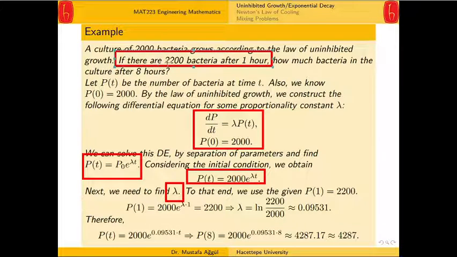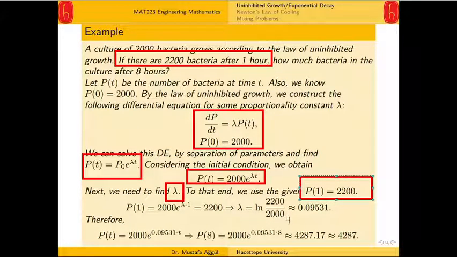If there are 2200 bacteria after an hour, this means P(1) is equal to 2200. So P(1) has to be 2200. If we substitute 1 for t, we expect P(t) to be 2200. Let's do that. P(1) is equal to 2000 times e to the lambda times 1 equals 2200. Then if we solve this for lambda, we see lambda is equal to the natural log of 2200 over 2000.